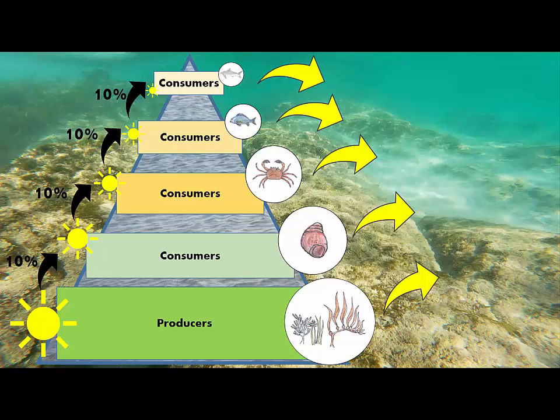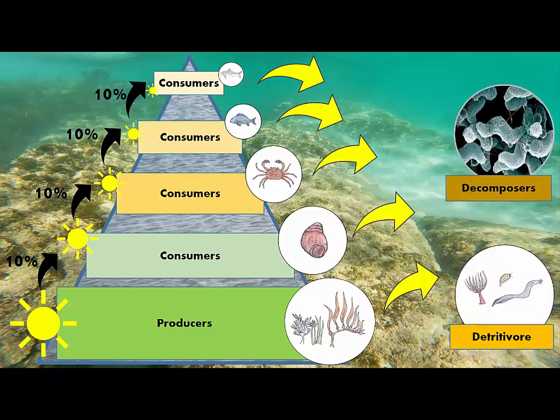The rest of the energy is lost to the system as the animals carry out their daily living activities, like moving, hunting, feeding, respiration, metabolism and reproduction. Detritivores get energy from already dead organisms, and the decomposers recycle the nutrients.